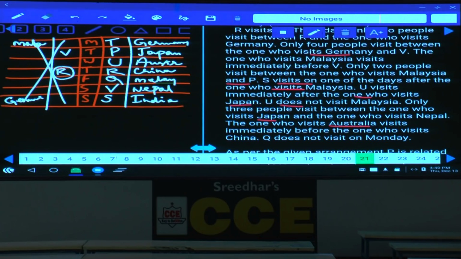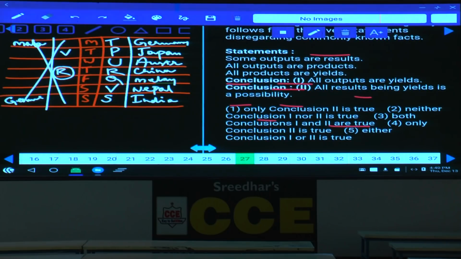Question numbers 21 to 26. Then question numbers 27 to 31. First write down this arrangement, then let us discuss question numbers 27 to 31. Now 27 to 31, these questions are based on syllogisms.